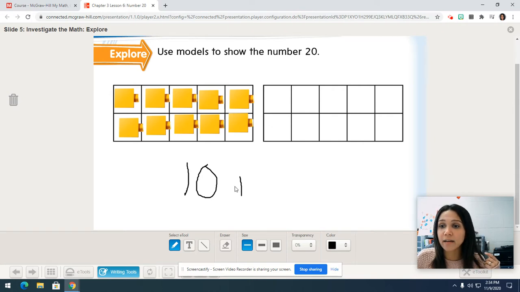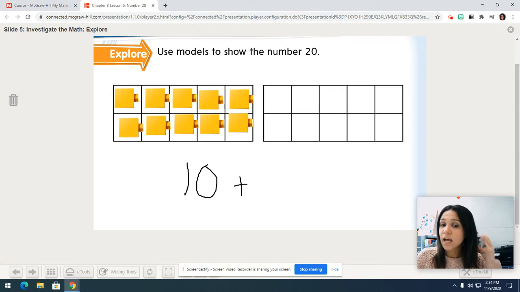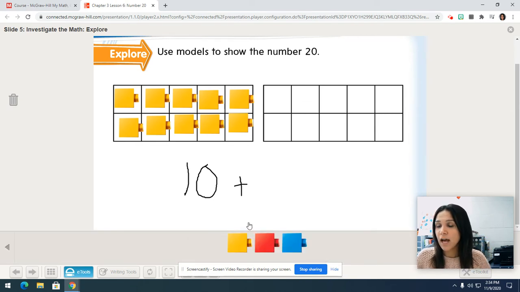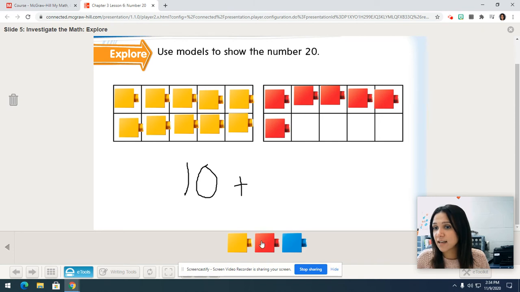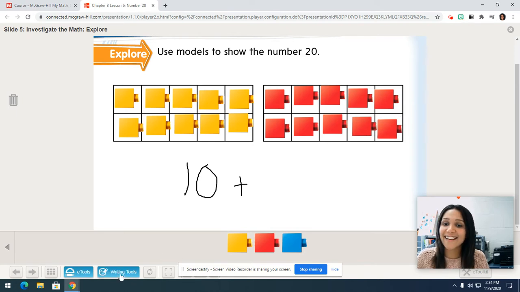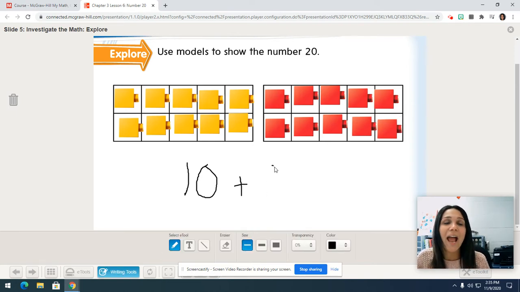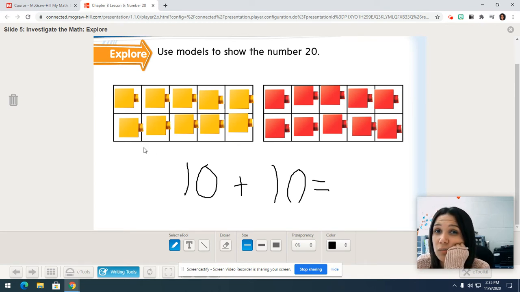All right, let's add another 10 cubes to count how many total we have. Help me count 10. 1, 2, 3, 4, 5, 6, 7, 8, 9, 10. Good. I'm going to write the number 10. We say, make a stick and then a ball. I am number 10. Equals. How many total do we have? If we have 10 yellow cubes plus 10 red cubes, how many is my total?